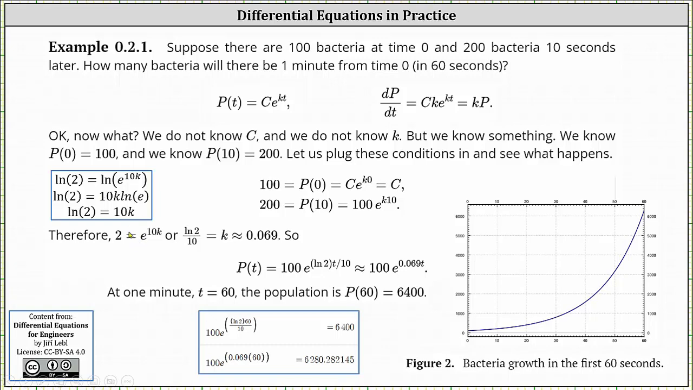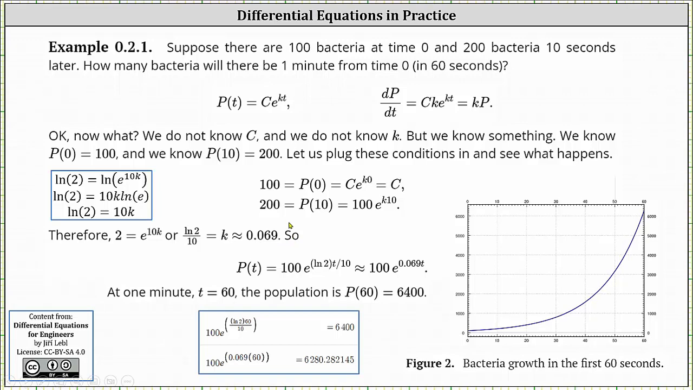The next step is to take the natural log of both sides of the equation. Notice on the right we have natural log of e to the power of 10k. Applying the power property of logarithms, natural log of e to the power of 10k is equal to 10k times natural log e. Natural log e is equal to 1, giving us the equation natural log 2 equals 10k. Dividing both sides by 10, we now know k is equal to natural log 2 divided by 10, or as a decimal, k is approximately 0.069.